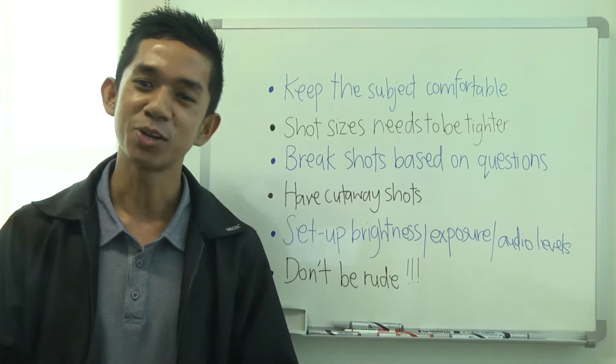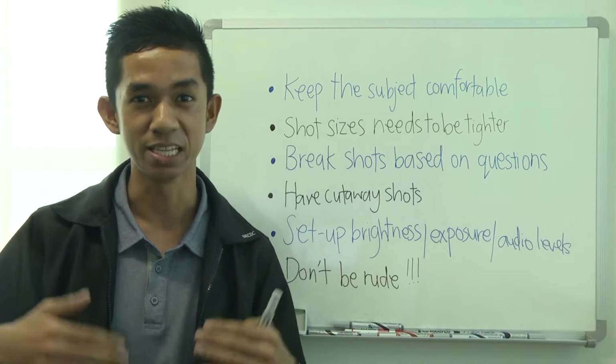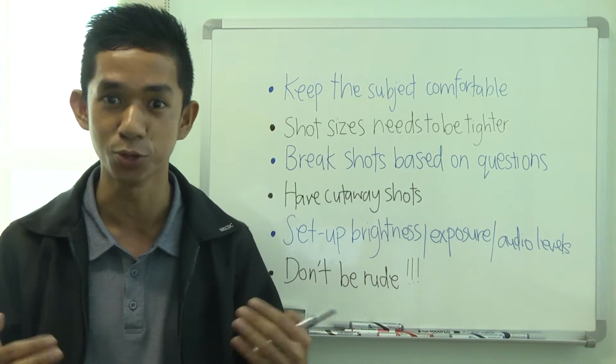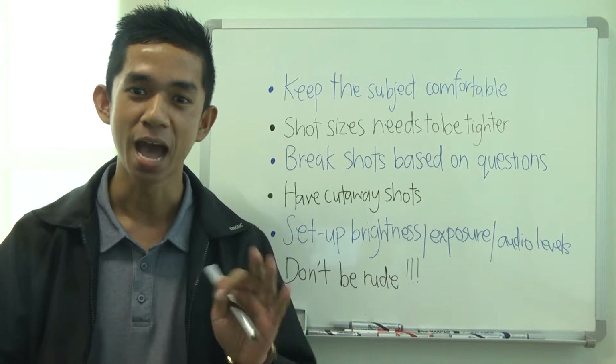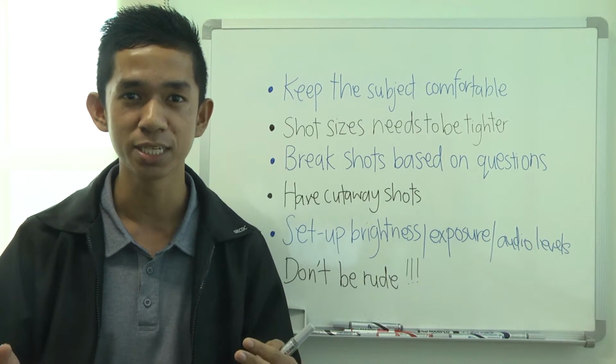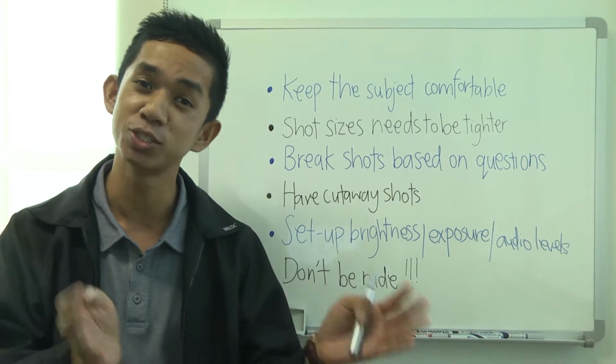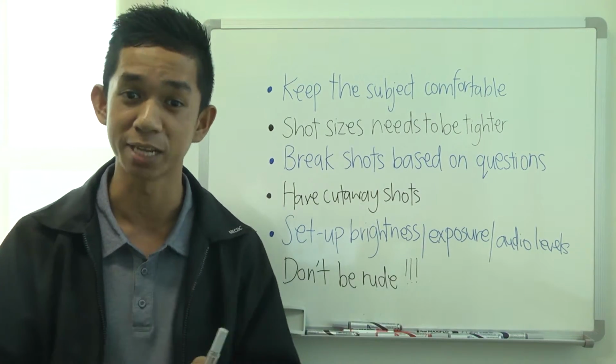Next, number two, shot sizes need to be tighter or closer as the interview goes on because what you're trying to do here is really portray the emotions that are happening during the interview. Number three, break shots up based on the questions. So you just want to have little short breaks every once in a while to show a clear transition from one question to another.